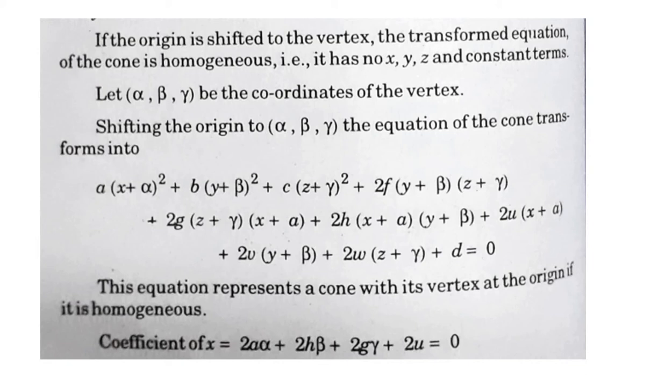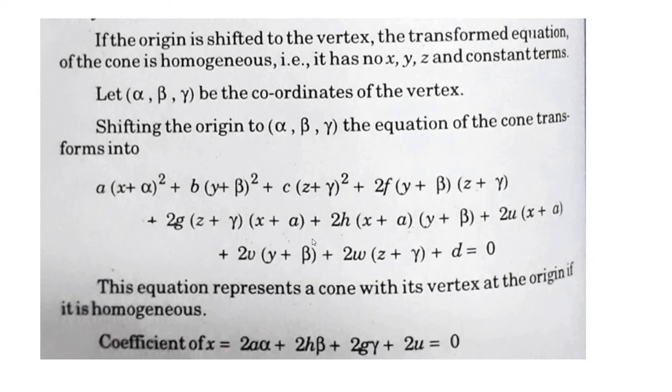Why do we have to shift the origin? As such, it is not in the homogeneous form. So we want to make it a homogeneous equation. For that purpose, we are shifting the origin to some other point, which means you will have to replace x, y, z correspondingly by x plus alpha, y plus beta, z plus gamma. So that is what is done. This equation represents a cone with its vertex at the origin, provided it is homogeneous.